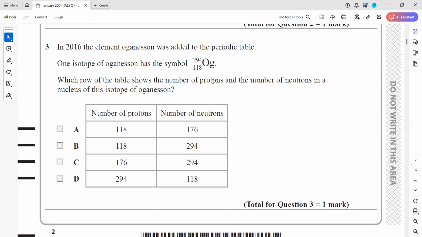In 2016, the element oxygen was added in the periodic table. Which wrote proton? How many protons are there? 118. So A or B can be an answer. And then for the number of neutrons, you just have to take a difference. So 294 minus 118, so 176. So C should be the, oh sorry, A should be the right answer.